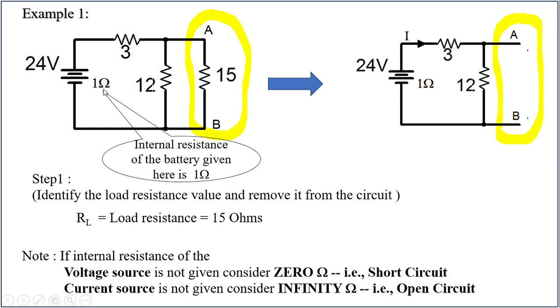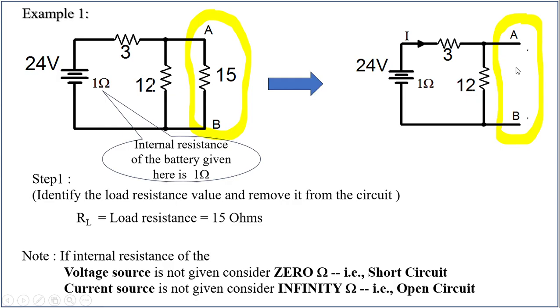In some cases, if the internal resistance of the voltage source is not given, consider it as 0, nothing but a short circuit. If it is a current source and it is not given any internal resistance, consider that as infinity, nothing but an open circuit. So the first step is to identify the load resistor and remove it from the circuit. After doing that, we get a circuit like this. See, across A and B are now open.